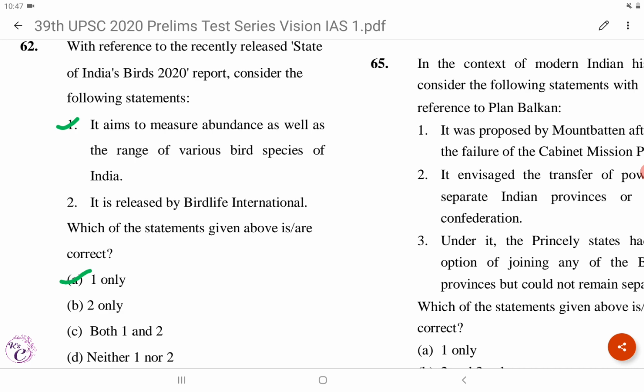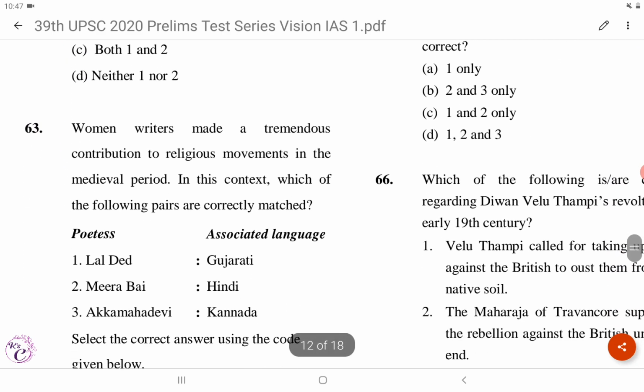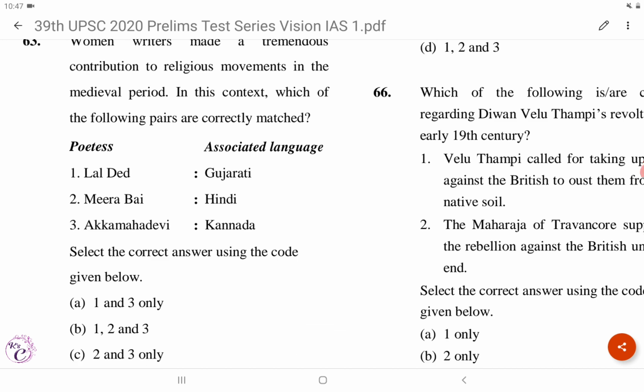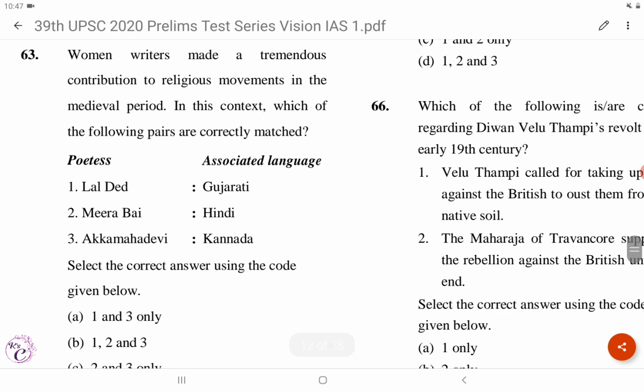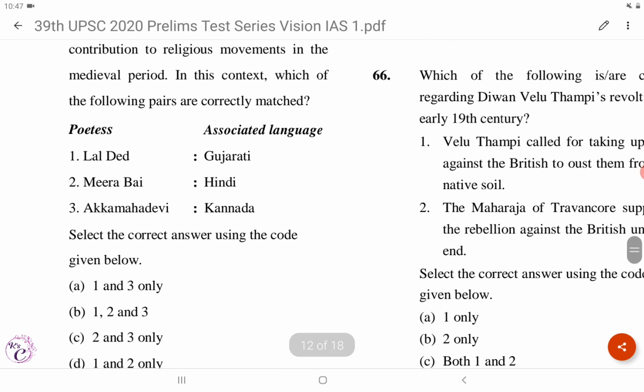Now let's come to question number 63. Women writers made a tremendous contribution to religious movements in the medieval period. In this context, which of the following pairs are correctly matched? On the one side, we have poetess, on the other side, we have associated language.